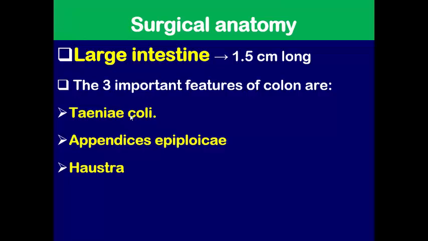The wall of the colon is composed of mucosa and submucosa, inner circular muscle layer and outer longitudinal muscle layer, which in turn is concentrated into three separate longitudinal strips called Taenia coli. Also, there are small pockets of fat-filled peritoneum called appendices epiploicae. They are scattered all over the colon except the appendix, cecum, and rectum. The third feature of the large intestine is the haustration, which are sacculations between the taenia.